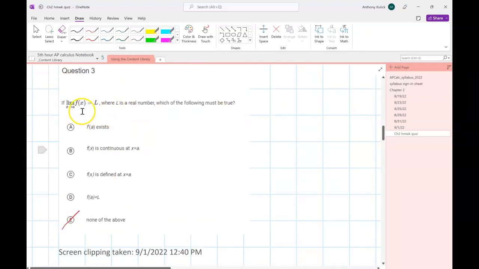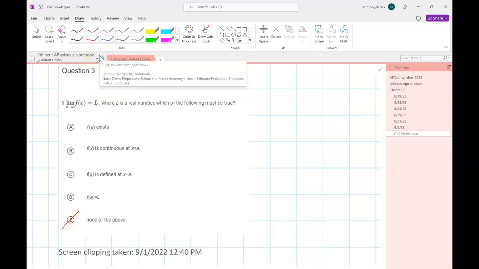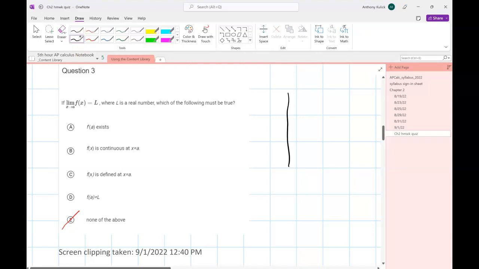So it says the limit as x approaches a of f of x is equal to L, where L is a real number. Which of the following must be true? Well, this is like, can I draw a function f where the limit exists, but this isn't true? So like if a is here, I could draw that, the limit exists, but f of a doesn't.